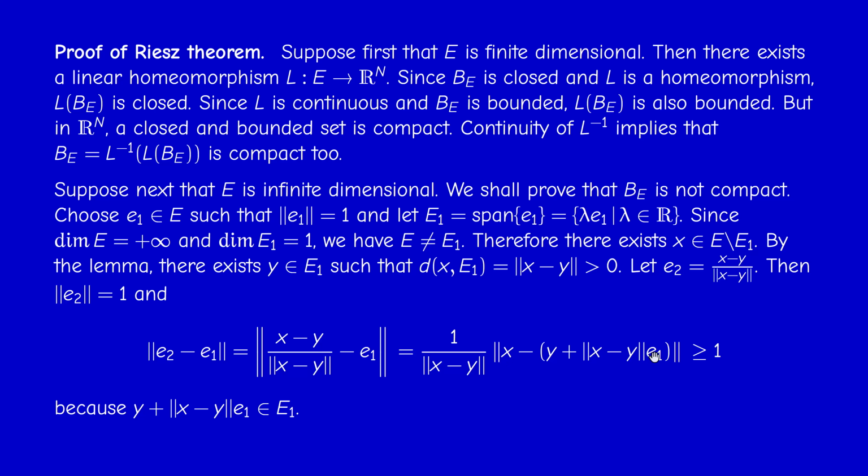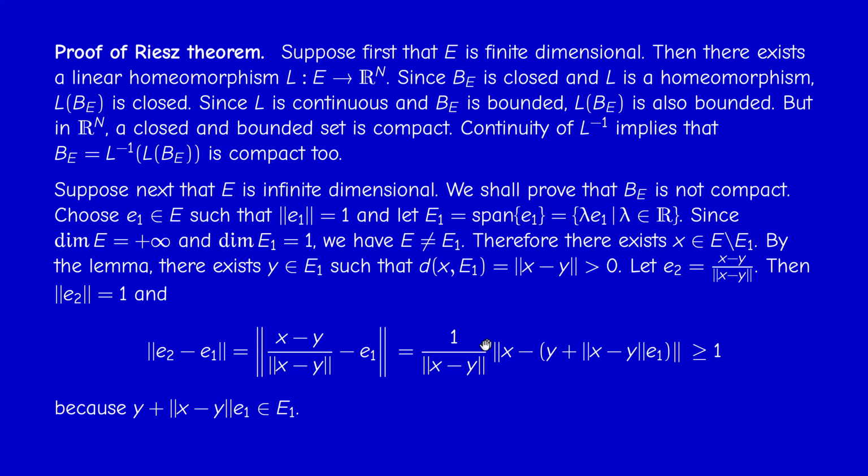norm of x minus y times e1 is in E1, right? And y is in E1. So this term is in E1. Therefore, this is the norm of x, the distance between x and an element of E1. So it's bigger than the infimum. So this guy is bigger than d(x, E1), this guy here.